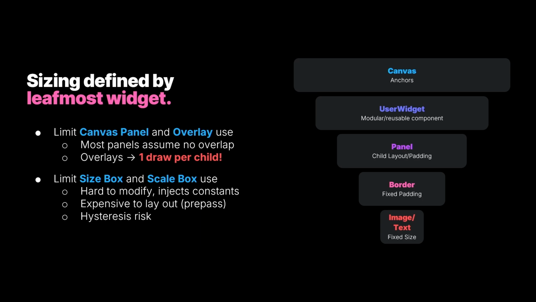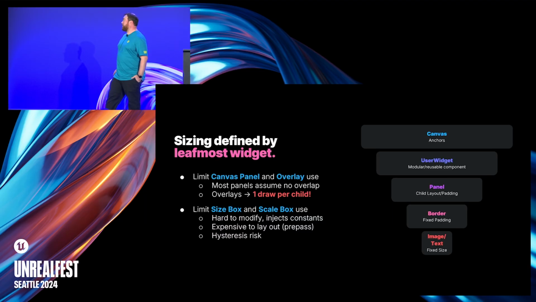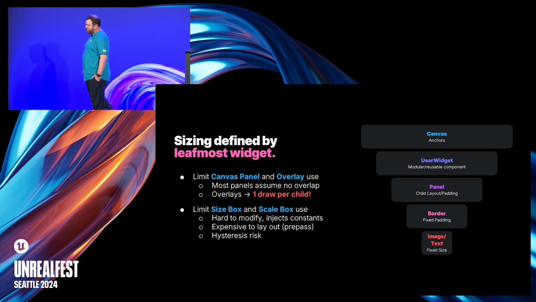It's really tempting to use these things to fix problems, and they sort of inject constant numbers or changes into your UI. There's also risk of things like scale boxes, where everything under them will have to do another pre-pass, because after it applies the scale, we have to go and remeasure everything. Obviously, there are times you can't really avoid it, but think about it before you use either of these. Make sure it is the best way to solve your problem.